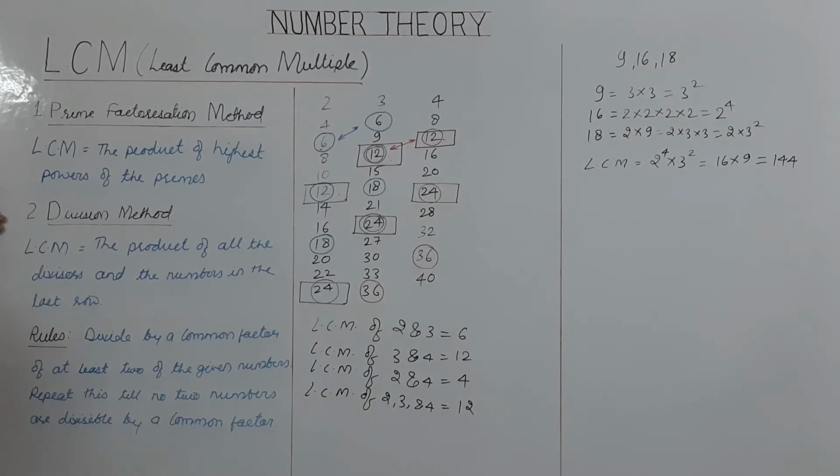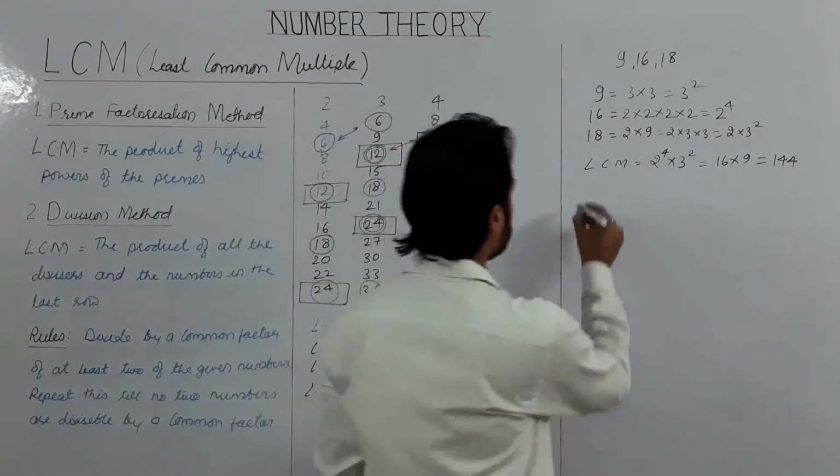Now the second method, division method. What to do? Try to divide all three numbers.